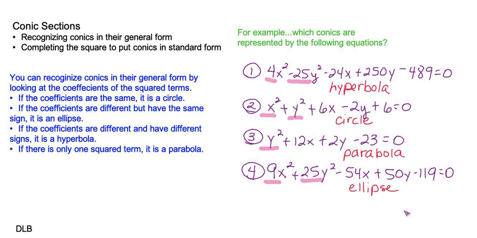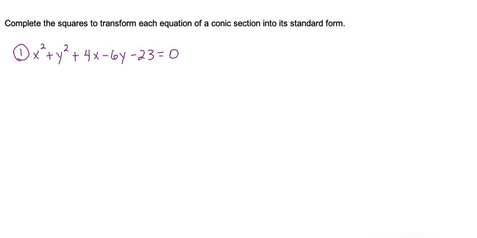Now we're ready to take some equations like this in their general form and complete the square to put them in their standard form. First, let's determine which conic this is, because we're going to complete the squares to transform each equation of a conic section into its standard form. So I want to know what it is, so I'll know what its standard form is.